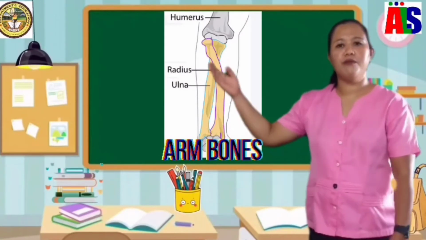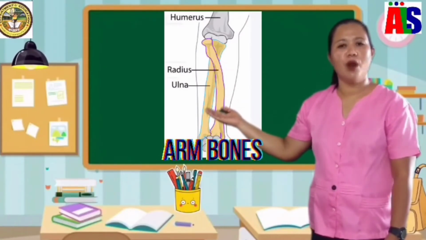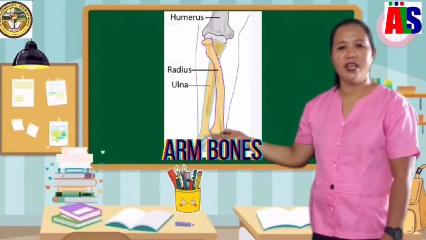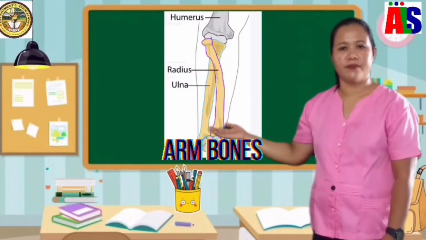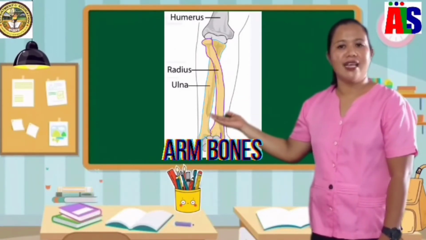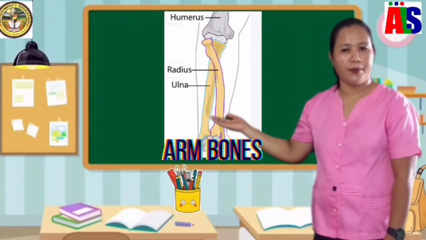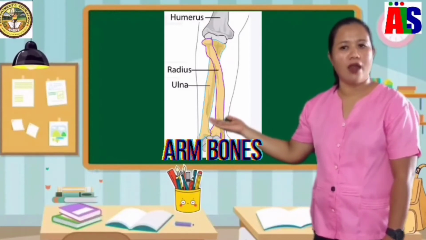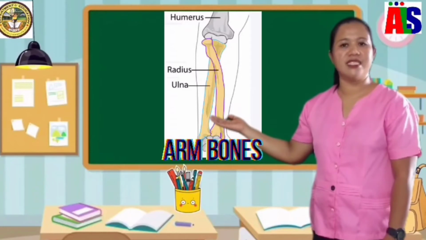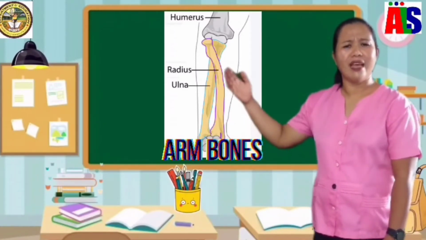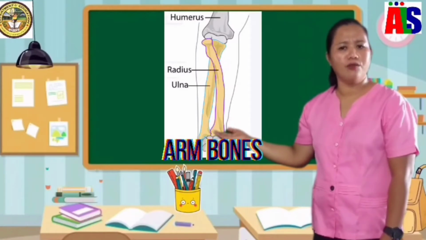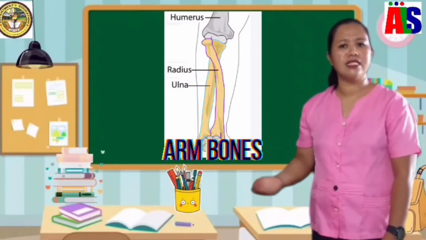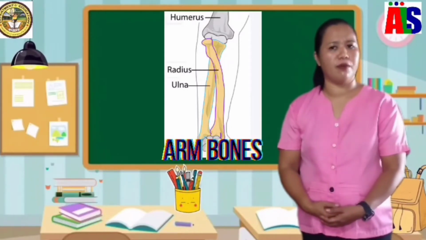Then the arm bones. The arm bones are the humerus, radius, and ulna. The humerus is the long bone of the upper arm, while the radius is one of the two long bones of the forearm found on the thumb side. Then the ulna is the second long bone of the forearm found on the pinky finger side. The humerus makes arm movements possible.